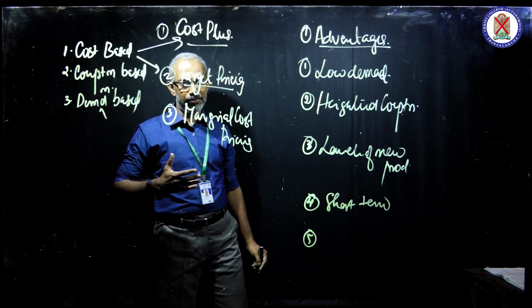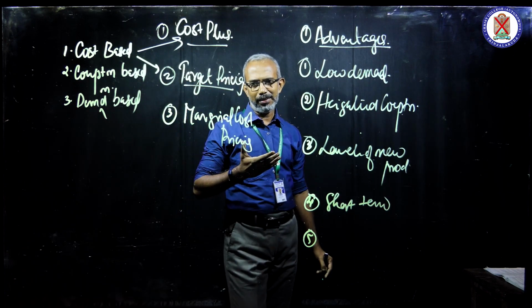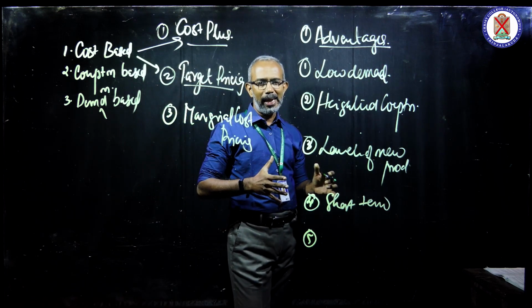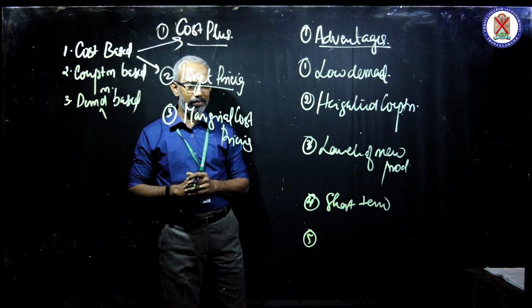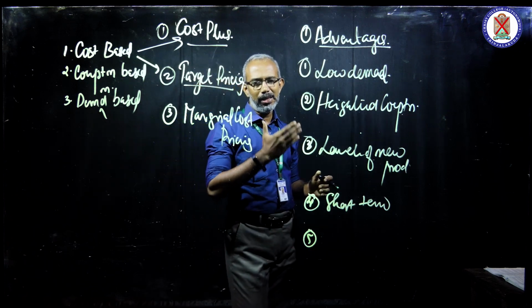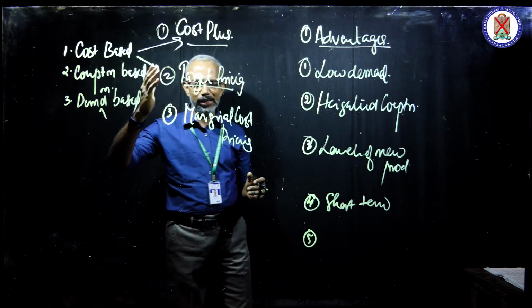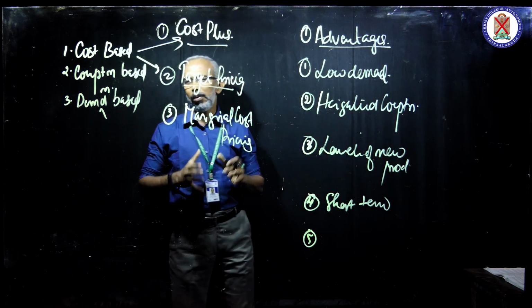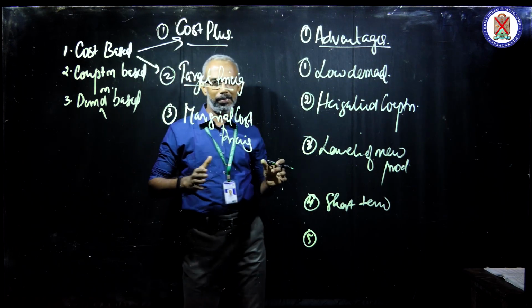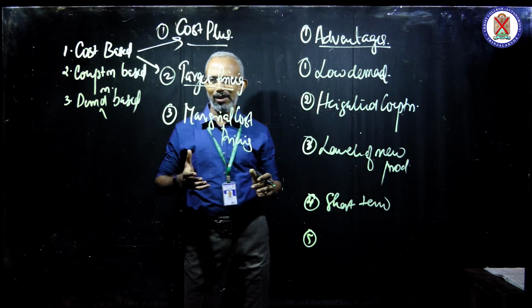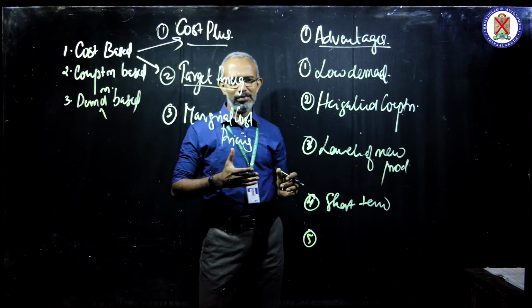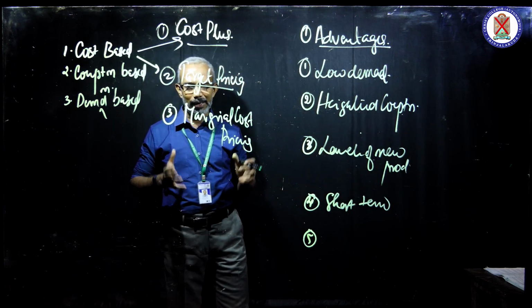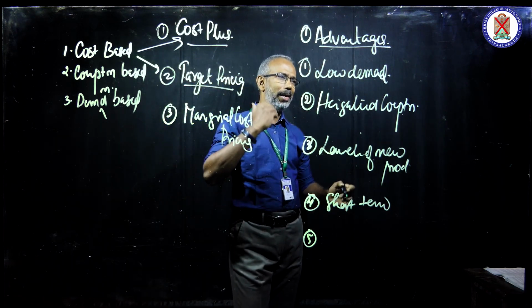In point 5, we find that your marginal cost pricing can be employed at any stage of your product life cycle, whether it be introductory stage, growth stage, maturity stage, or decline stage. Your marginal cost pricing can be employed. It is a universal pricing policy which can be used at any stage of your product life cycle. So these are the advantages.